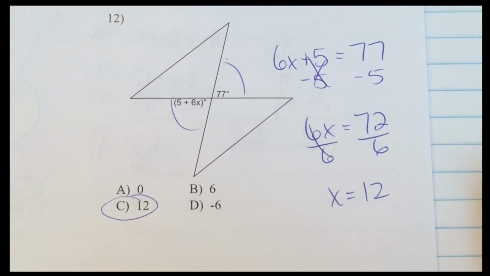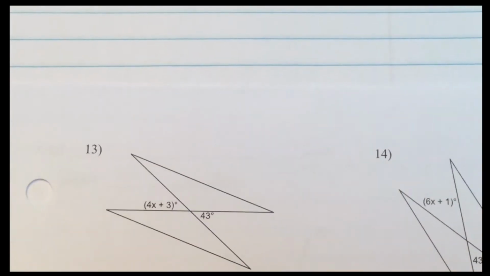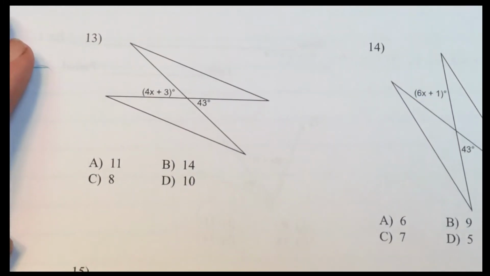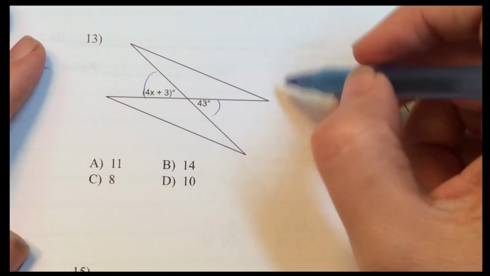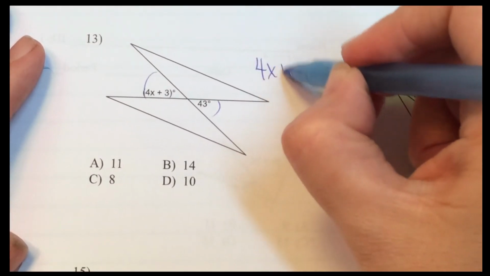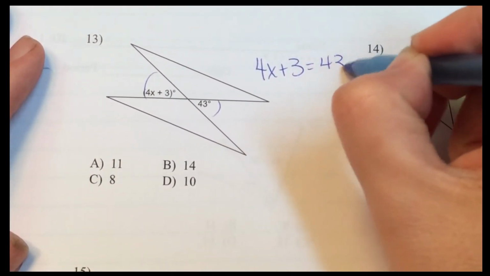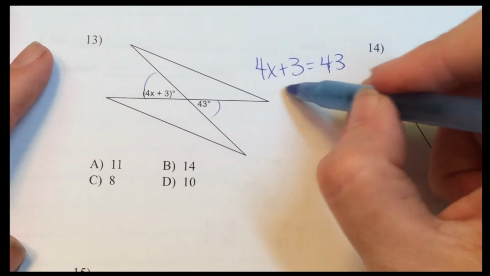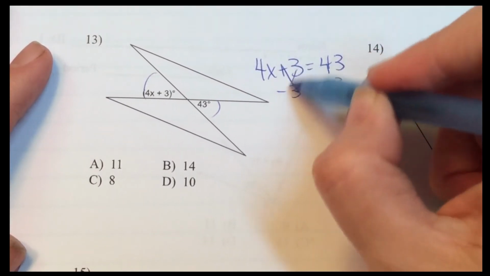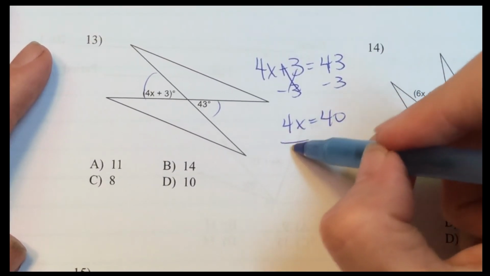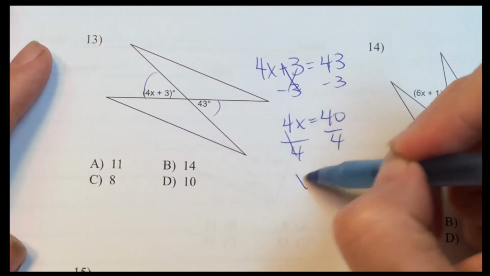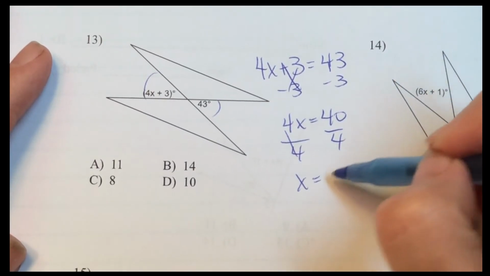All right, we got 3 more to go. 13, 14, and 15. And they are vertical angles, I can tell already. So we have vertical angles here. I'm going to set them equal. 4x plus 3 equals 43. Subtract 3 from both sides. 4x equals 40. Then I'm going to divide by 4. 40 divided by 4 is 10.